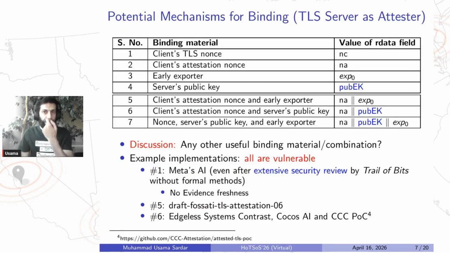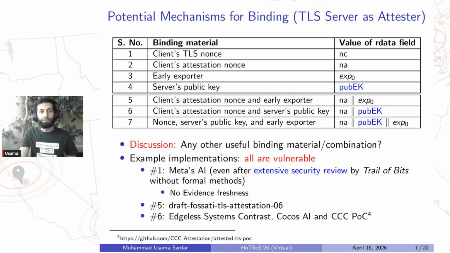With that approach explained, I want to now talk about the binding mechanisms, one of the inputs that was there in the figure. So we exhaustively looked at what the possible mechanisms for binding are. The first four are the base mechanisms, which is to say that the TLS client nonce can be used. So the client's attestation nonce can be used. Thirdly, in TLS RFC 8446, there is the early exporter, which can also be used. And the fourth one, the server's public key, can be used for this purpose.